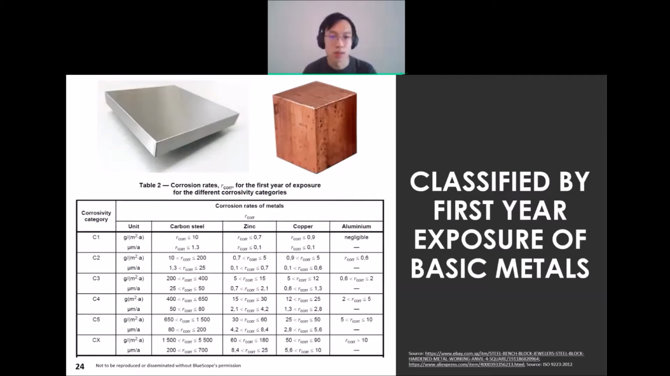So just to share with you about the standard itself, the different categories. They actually use different base metals, for example, carbon steel, zinc, copper, or even aluminum, to be exposed in different types of environments, and based on their studies, they categorize: if carbon steel corrosion rate is as such, then it is considered as C1 or C2, depending on the environment. If, for example, zinc or even aluminum placed in a certain location has a certain corrosion rate, based on this table, then it will be classified as a certain corrosivity category, I mean the environment itself.